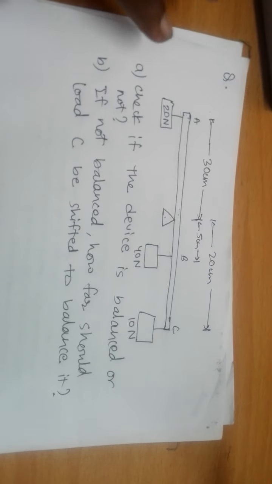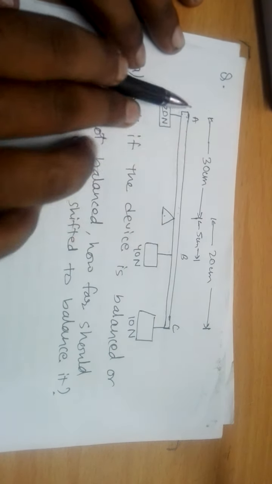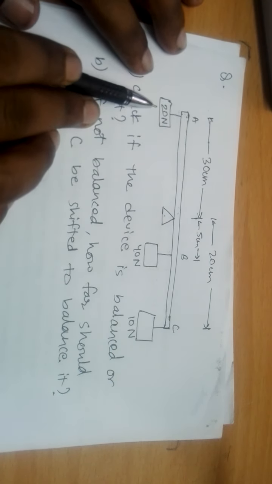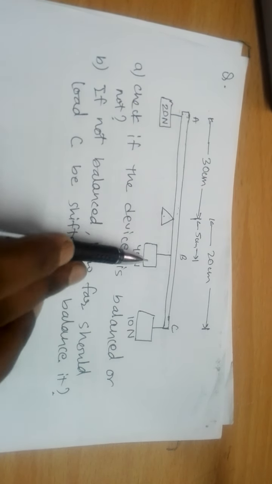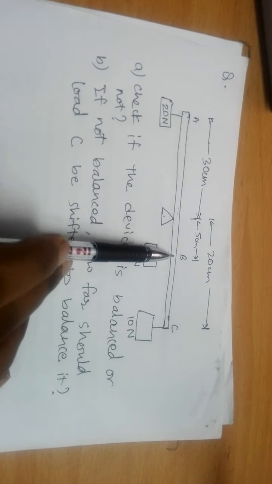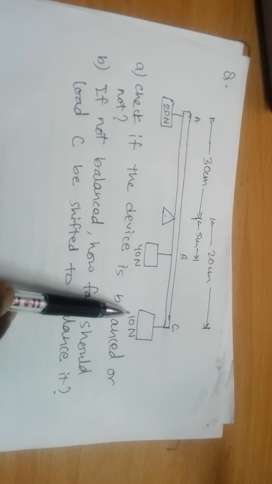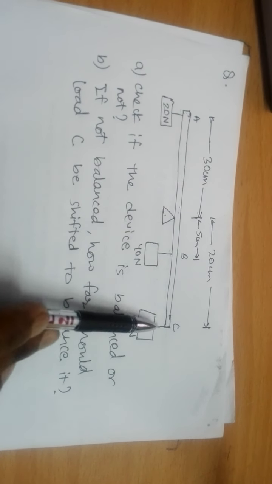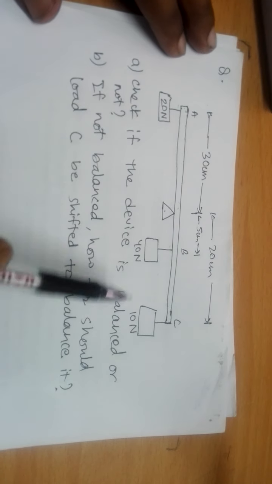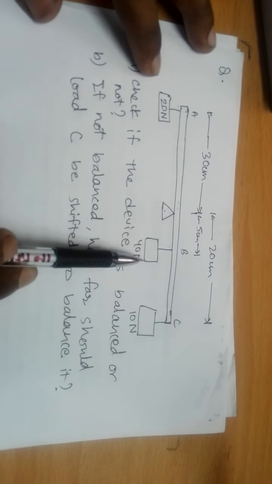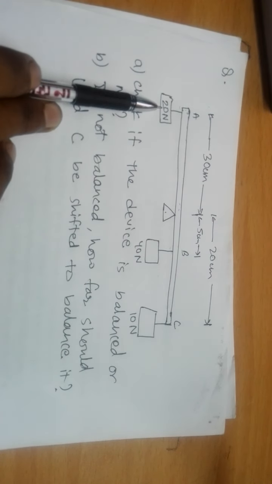First of all, you need to check whether this system will be balanced or not. On one side, 30 centimeter far from fulcrum, a 20 Newton load is suspended, and on the other side two loads are suspended. One has 40 Newton, which is 5 centimeter away from fulcrum, and another has 10 Newton weight, which is 20 centimeter away from fulcrum. If you simply check the weight, then you can say that this part has 2.5 times more weight than this part.